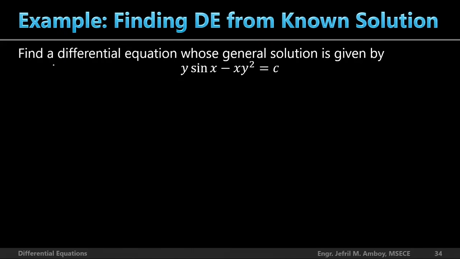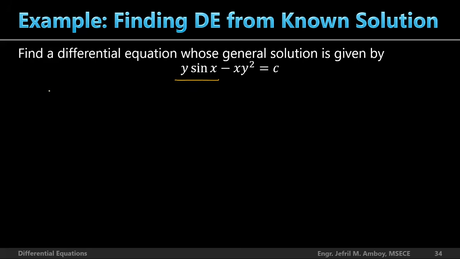Example number 2. Find a differential equation whose general solution is given by y sine x minus x y squared equals c. So, here we have 1 arbitrary constant. And because there is only one arbitrary constant, we will differentiate this once. So, take note that this is again a product. So, we will apply the derivative of a product. U times the derivative of V plus V times the derivative of U.